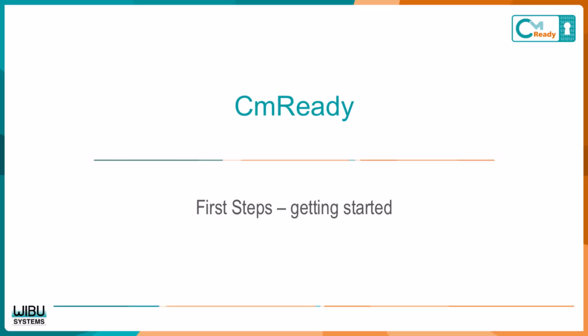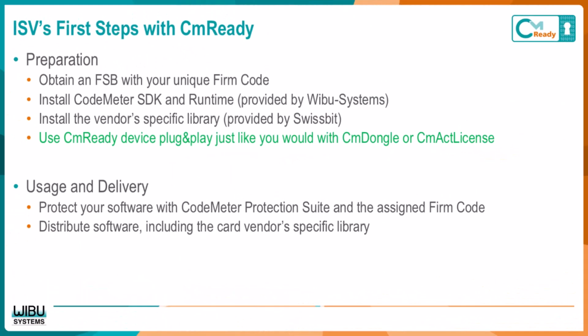How to get started with CodeMeter Ready. What you need: you will need a firm security box, the FSB, with your unique firm code. Install the CodeMeter SDK and runtime, which is provided by WIBU-SYSTEMS. Install the vendor-specific library, which is provided by Swissbit. It can be downloaded for free on the Swissbit DP card websites.